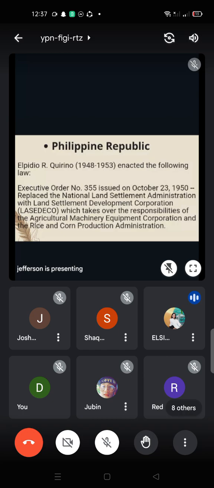President Quirino, 1948-1953, enacted the following law. Executive Order Number 355, issued on October 23, 1950, replaced the National Land Settlement Administration with the Land Settlement Development Corporation, LASEDECO, which takes over the responsibilities of the Agricultural Machinery Equipment Corporation and the Rice and Corn Production Administration.